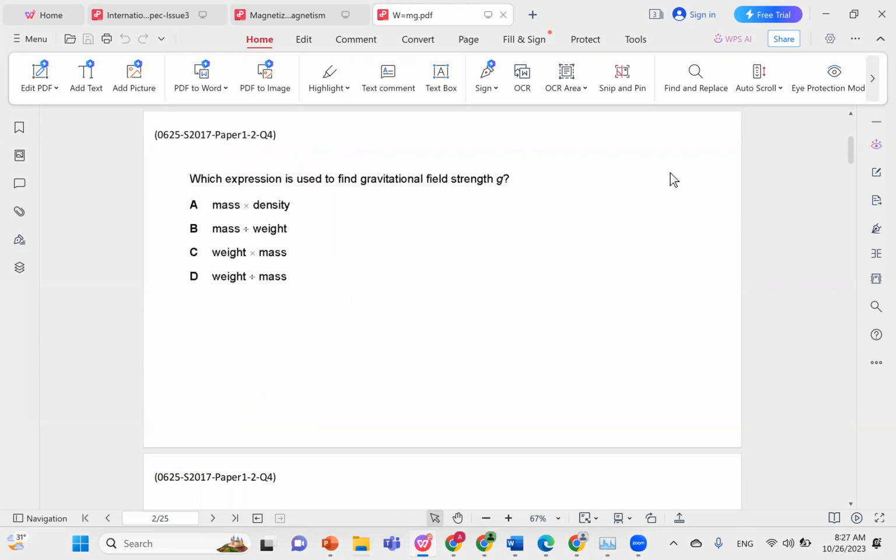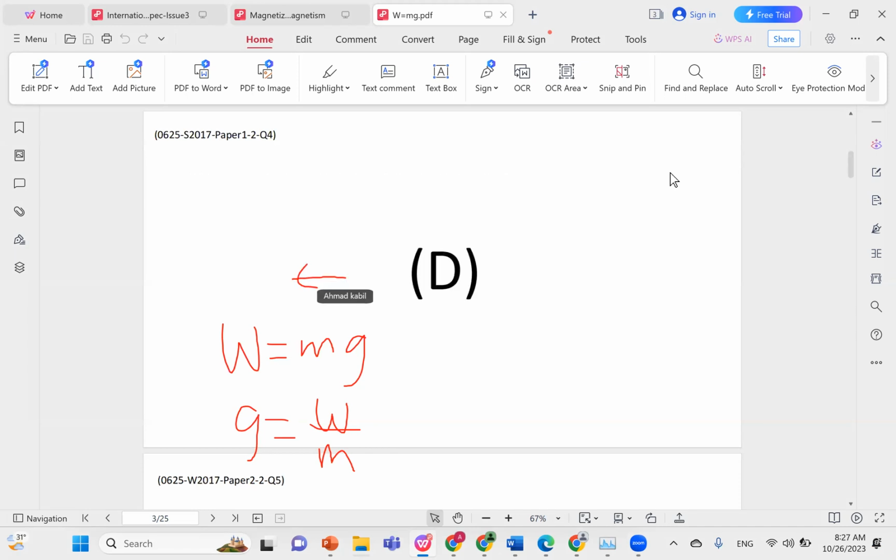So which expression is used to find gravitational field strength G? We just said W equals mg, so G equals W divided by M. And the correct choice here would be choice D, weight divided by mass.